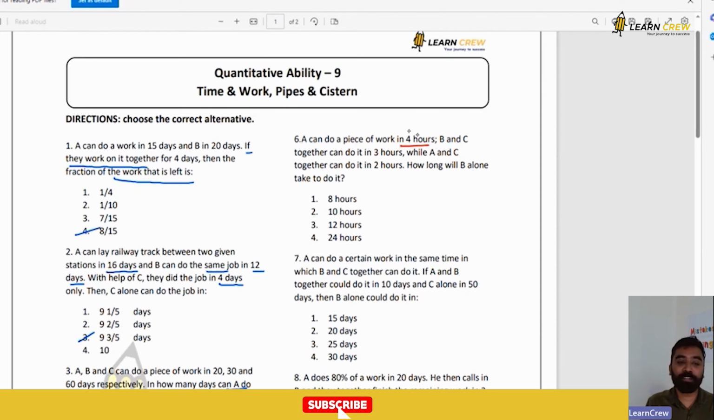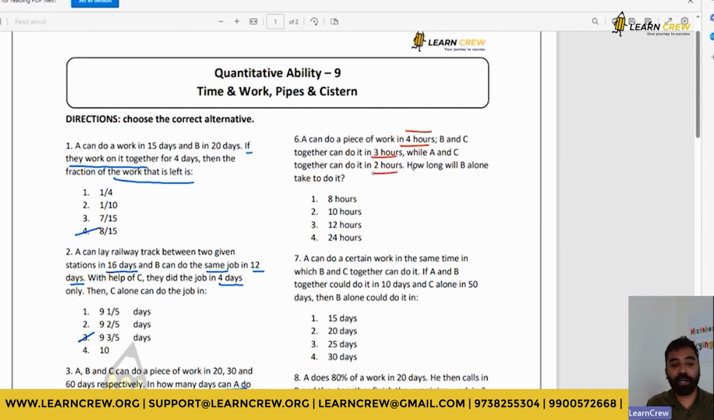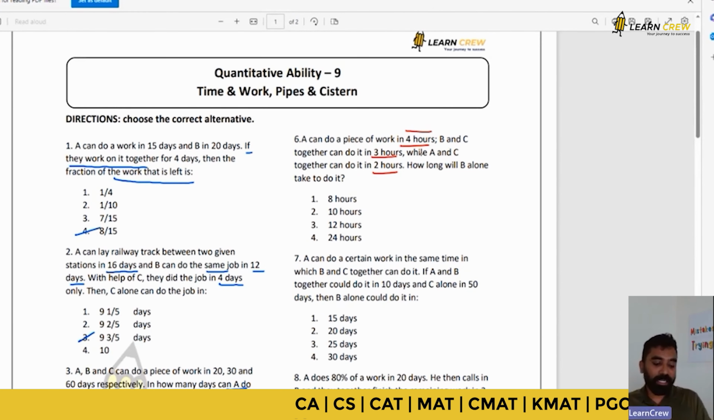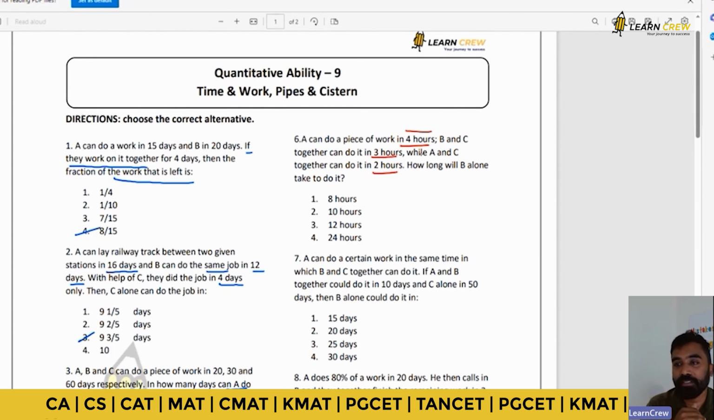A can do a piece of work in 4 hours. B and C together can do it in 3 hours, while A and C together can do it in 2 hours. How long will B alone take to do it? Start doing it. 1 by 12. So it is 12 days. 12 hours. Or start solving the 6th one. It is similar. Nothing changes over here.